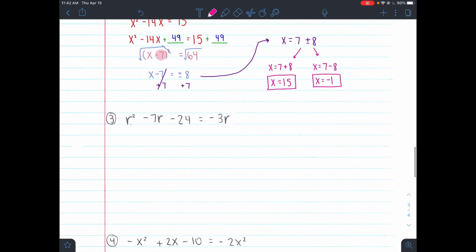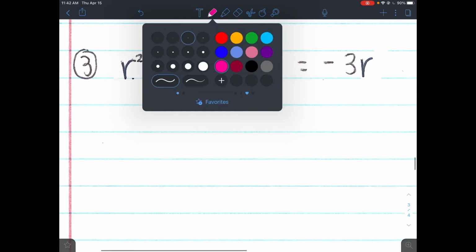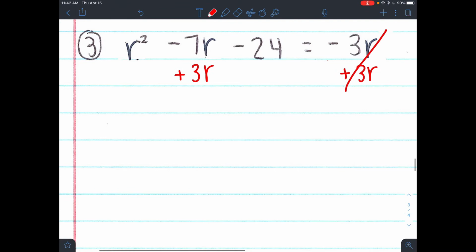That's definitely doable. All right, moving on to number 3, we have r squared minus 7r minus 24 equals -3r. All right, so we want to move all the variables to the left side, all the numbers to the right side. So anything that has a variable needs to move to the left. So I'm going to add 3r to both sides because we want to move the variables over to the left. Now again, the reason why I'm doing this is because I want it in that form, and I can only add it to 7r because they're like terms. So you have r squared, -7 plus 3 is going to be -4, and then we have minus 24 equals 0. So on the right-hand side, I have 0 right now.